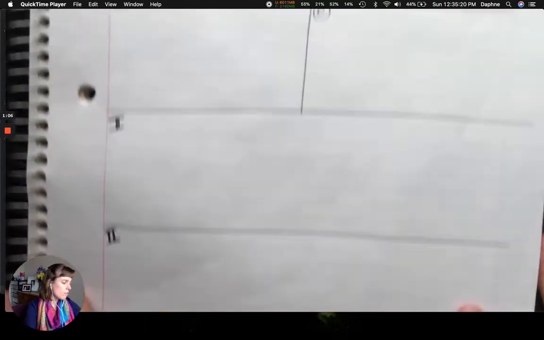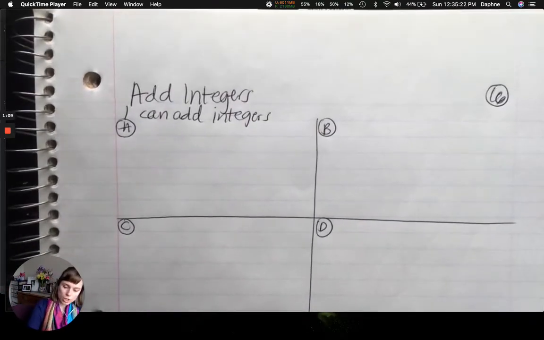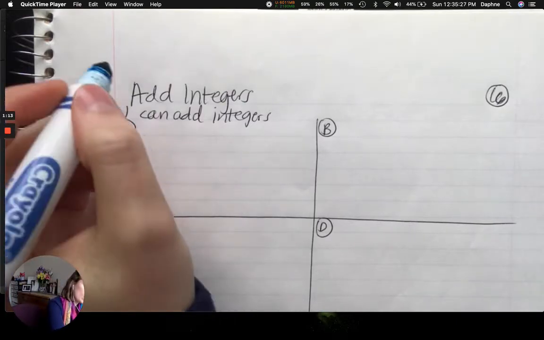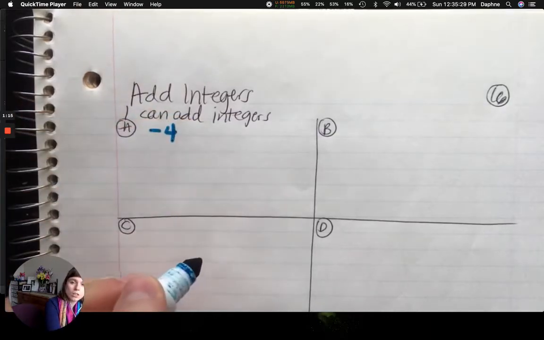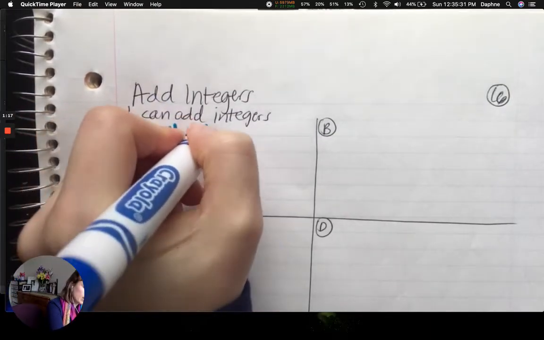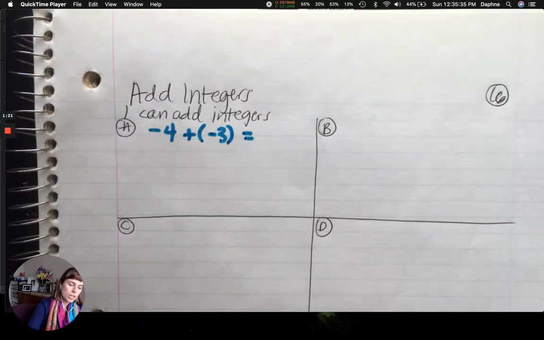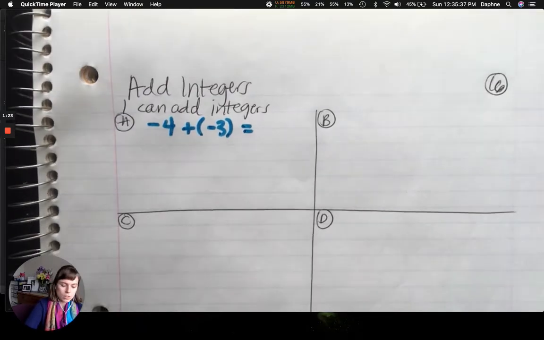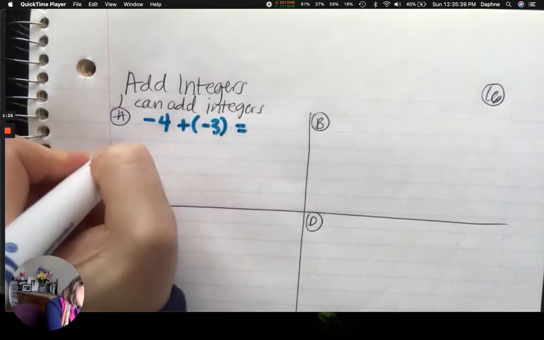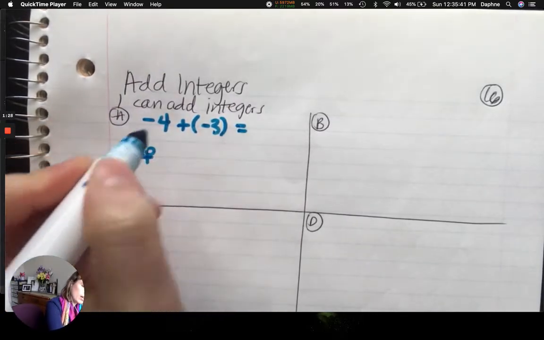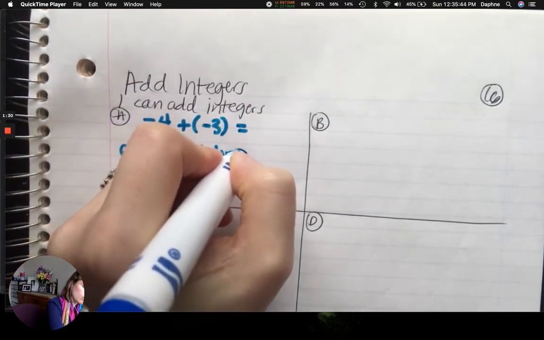So first example, and we're going to show this in different ways as well. Our first example is we're going to take a -4 and we're going to add to it a -3. I want to know what that looks like. So there are 2 methods we can use, or that are typically used. One method is called the chip method, and one is using a number line.